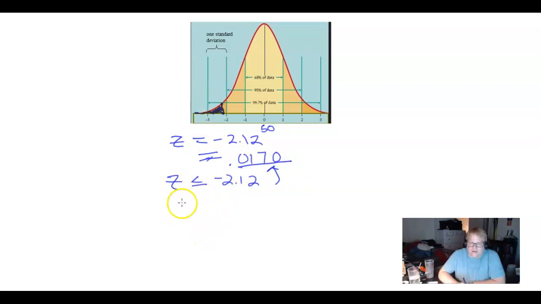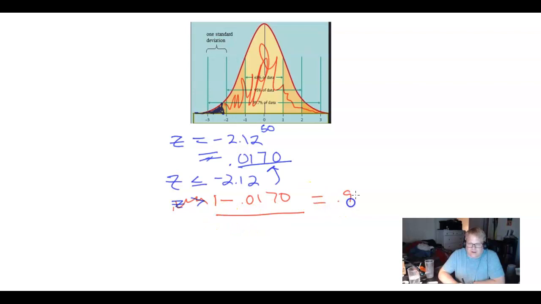Now, if you have a z-score that's greater than that, then they're not looking for this tiny little piece. They are looking for all of this. Well, the z-tables only give you the tiny little amount. So it's sort of like the shaded area problem. If I want all of this red and not this blue, I have to do 1 minus the 0.0170. That comes out to be 0.982.